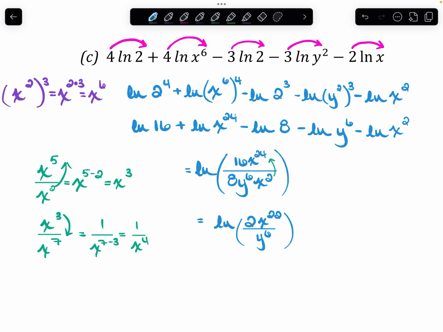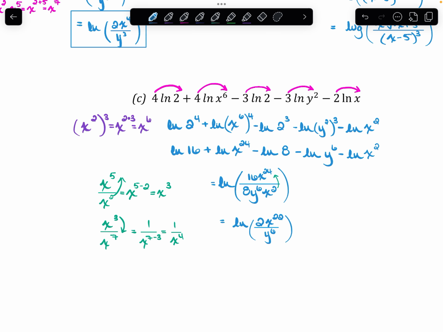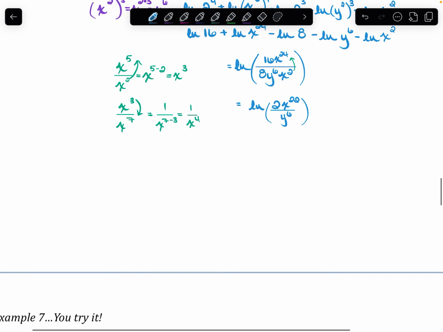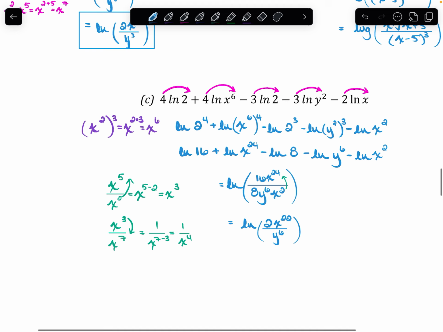So that was a little rough. It was long. All right, the rest of these are your you try it. So make sure you got your properties down and then feel free to check them with the completed notes in Canvas.